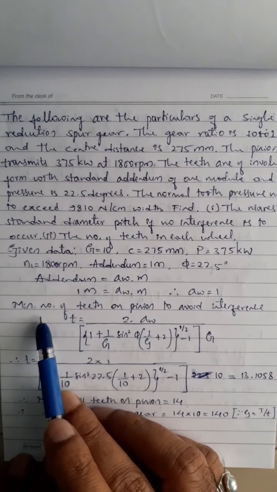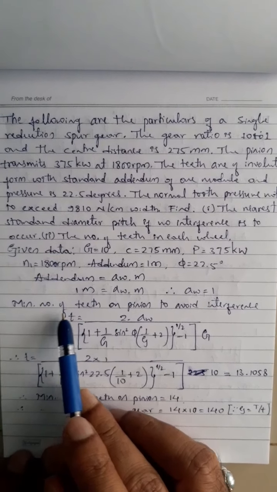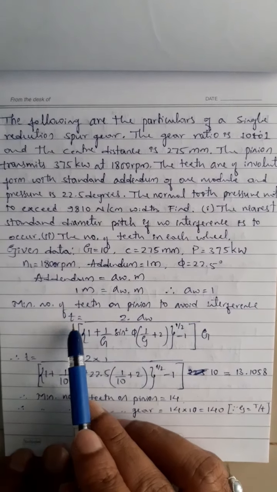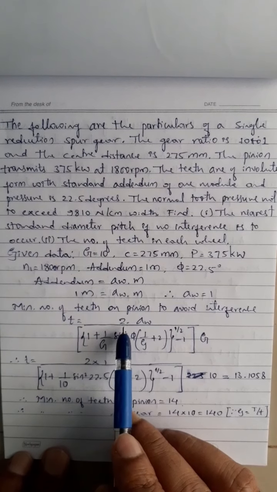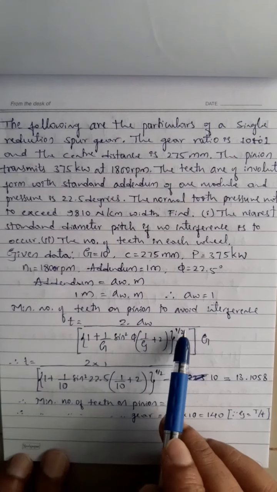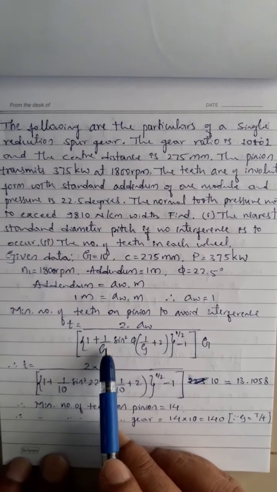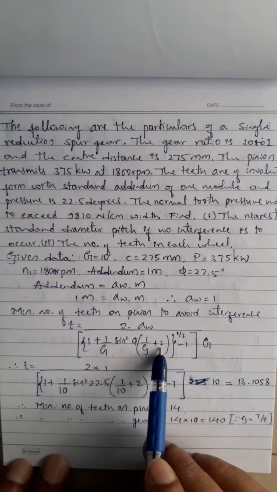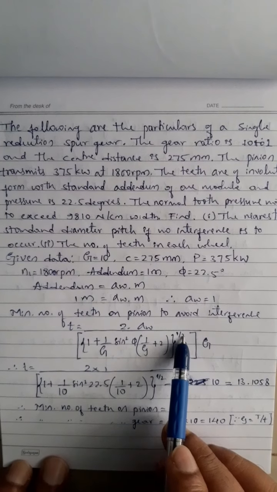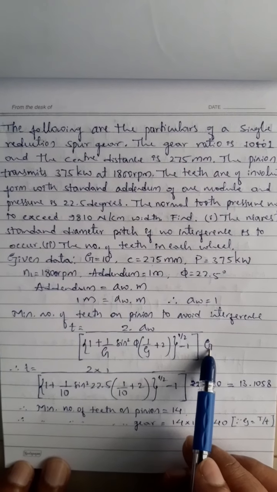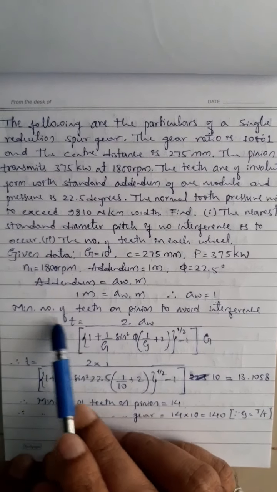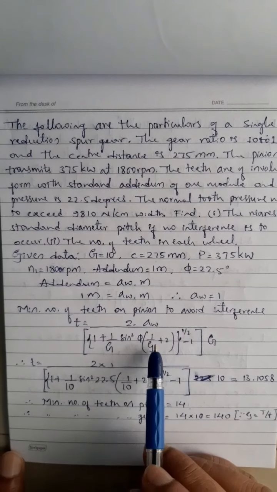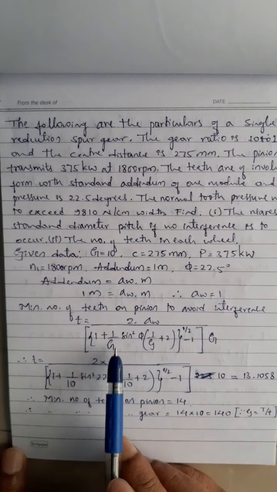Next we know the equation for a minimum number of teeth on pinion to avoid interference. Small t is equal to 2 into addendum constant divided by (1 plus 1 divided by G) sin square phi into [(1 divided by G) plus 2] whole raised to 1 by 2 minus 1 into G. So this is the equation for finding the minimum number of teeth on pinion to avoid interference. We'll substitute the parameters one by one in this equation.